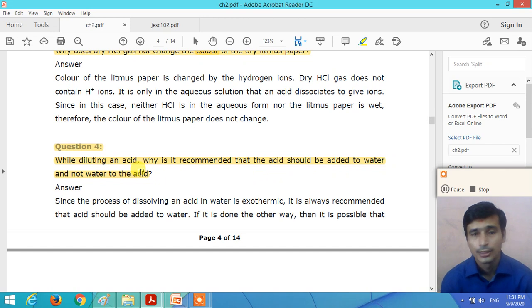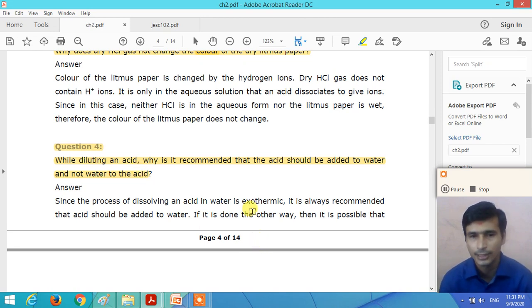So here, when we dilute the acid, we must add the acid to the water, not water to the acid. Why does this happen? Because dissolving an acid in water is a highly exothermic process, right? So it is always recommended that the acid should be added to the water.